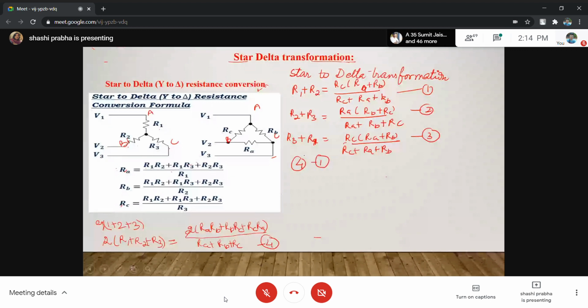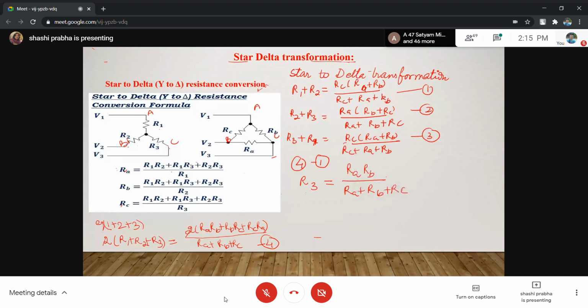If you take 4 minus 1, what you get? What is 4? R1 plus R2 plus R3. And what is 1? R1 plus R2. So R1 plus R2 cancels. We are left with R3. R3 is equal to RA RB plus RB RC plus RC RA minus RC RA and RC RB. So what is left? RA RB divided by RA plus RB plus RC.